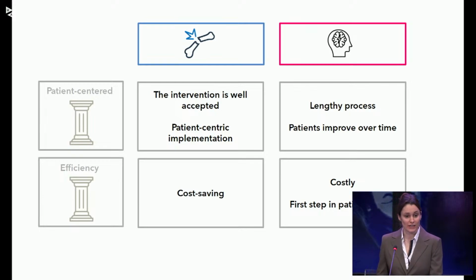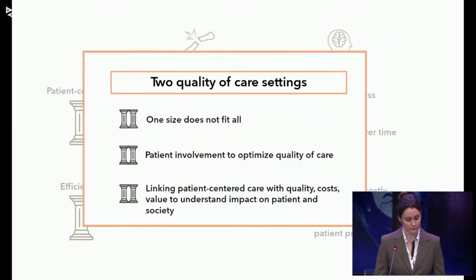If we then looked at evaluating a care pathway, we saw that for drug-resistant epilepsy undergoing surgery, it was a lengthy process, but patients did improve over time. It was also a costly process. And with this research, we hope to set a first step in the direction of creating a patient profile that could benefit most from this surgery.